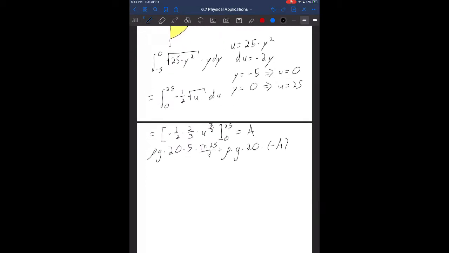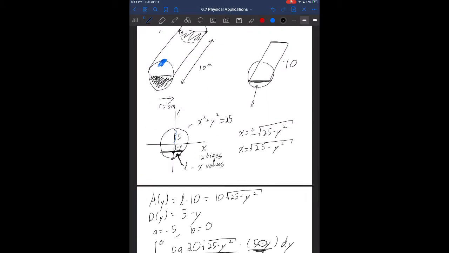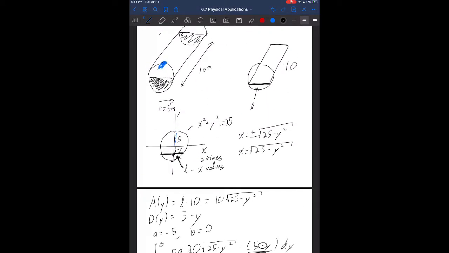So if you plug everything in, you plug in 1,000 for rho, you plug in 9.8 for g, you figure out what this a is going to be, which will not be very pleasant because you'll have fractions in it. We're going to get that this is about 20.2 million joules. And that's your answer. So that is how much work it takes to pump all the water out of the top of some tank half full lying down on the ground.